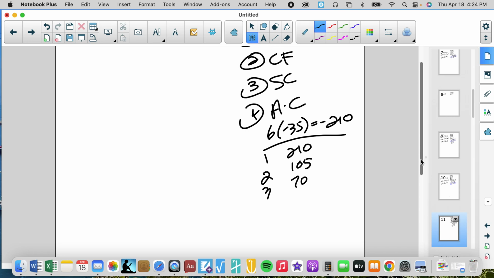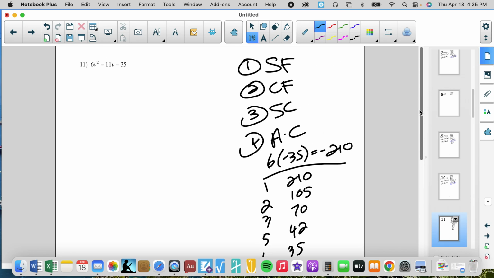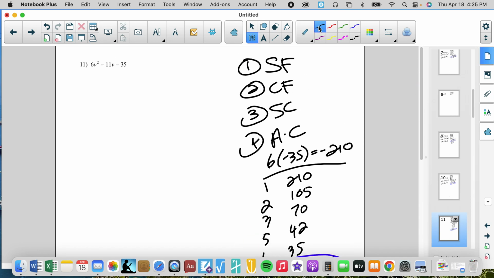So I may stop short. No 4. 5, yes, 5 and 42. 6, yes, 6 and 35. What am I making? 11. 7, no. 8, no. 9, no. 10, yes, 10 and 21. And signs are different. Bigger's negative, makes negative 11. Those are my pairs. So I don't have to do all the other razzmatazz.